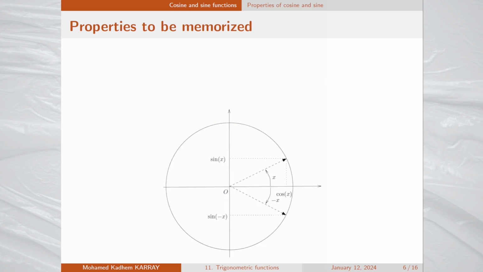Here is an argument to prove that the sine function is odd. If we consider an angle x here, minus x is the angle in the other direction, which gives this angle here. So sine of minus x is this value I show with this line. So you see that sine of minus x equals minus sine of x.